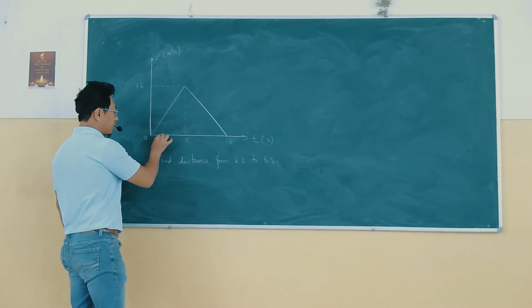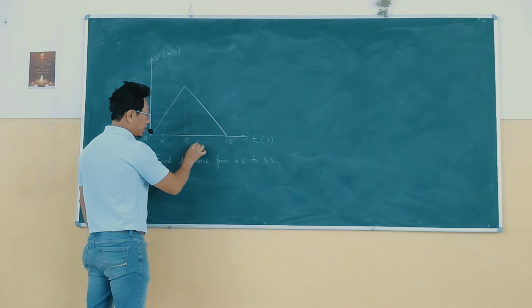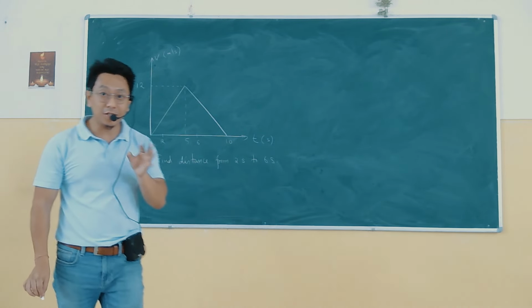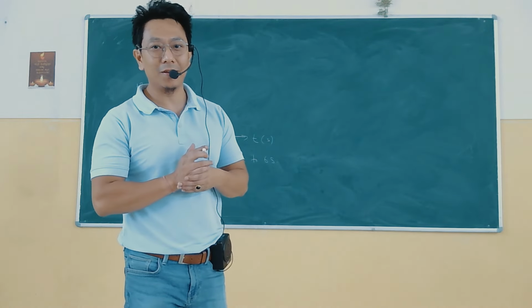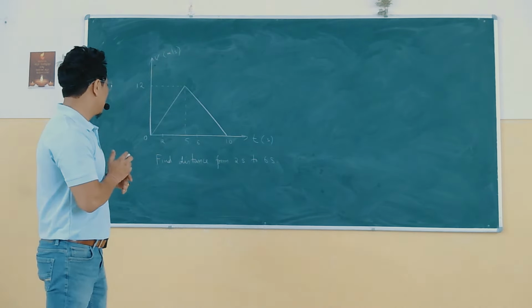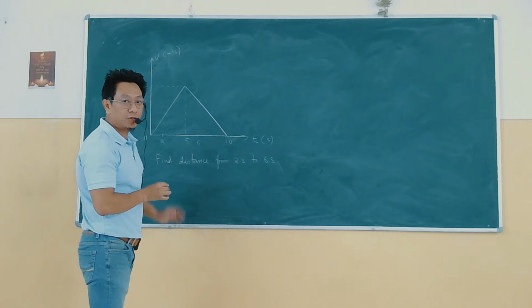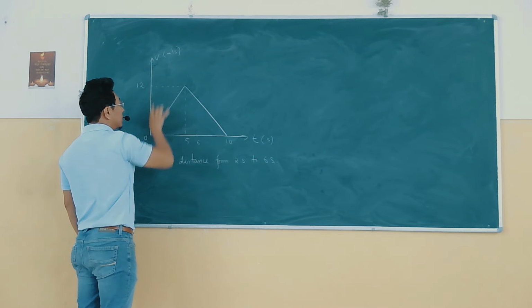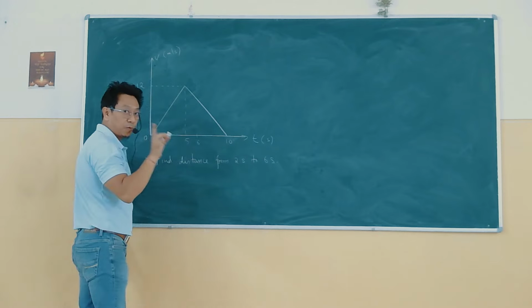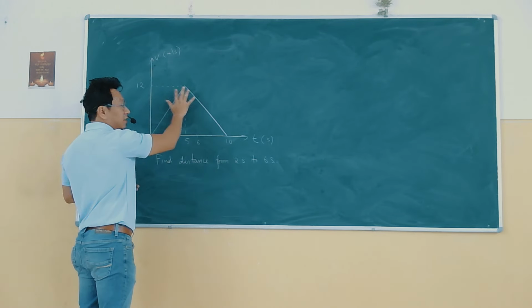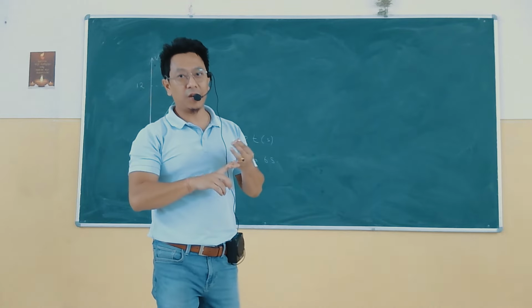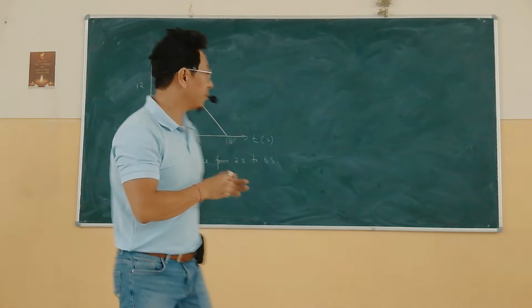Now 2 seconds means somewhere here, 6 seconds means somewhere here. So from 2 seconds to 6 seconds, you have to find the distance covered. Now, first understand how the motion looks like. In this part, velocity is increasing, but it is positive, right? Positive, because this graph is in the first quadrant. So in the first quadrant, y coordinate and x coordinate are positive.